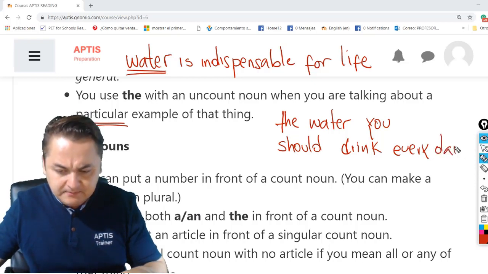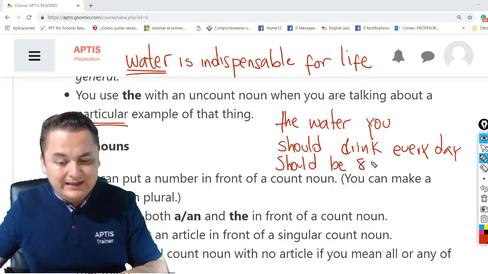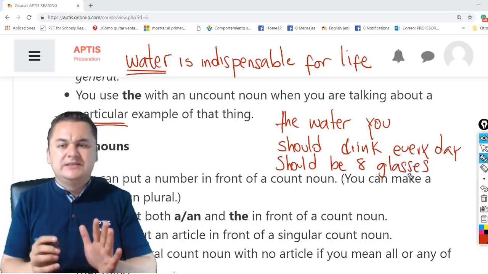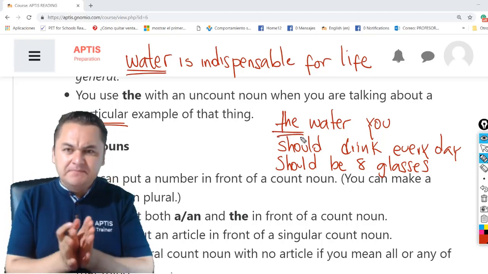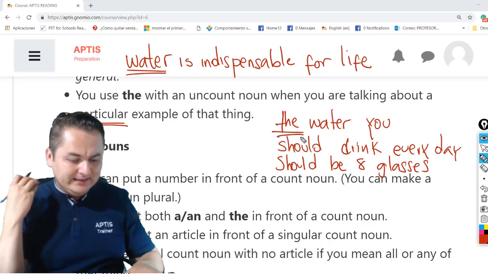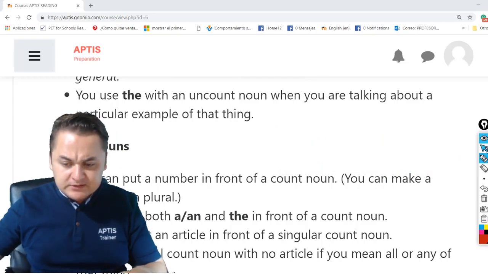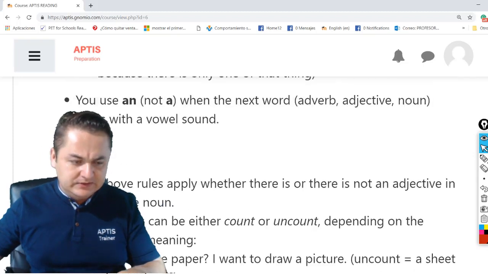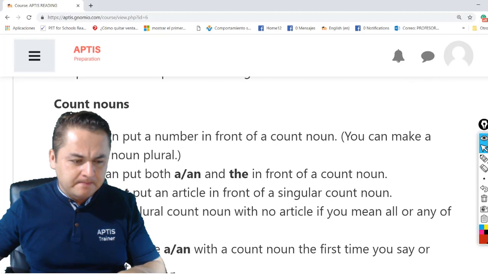Every day should be 8 glasses. So I'm thinking about a quantity. And more importantly, I'm thinking about something that is particular: the amount of water you should drink every day. So in that case, we add the article. Only in that case. Okay, then we have these examples.